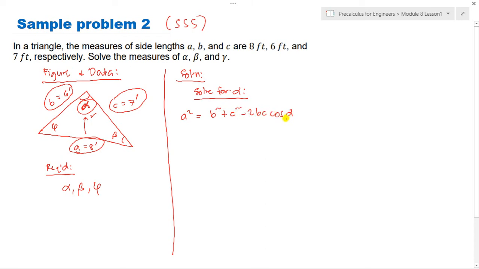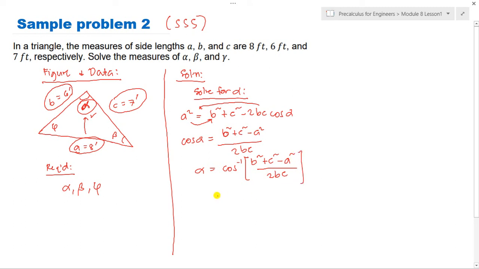First, isolate alpha. Therefore, since the three sides are given, we can solve for cosine alpha. That is, cosine alpha is equal to b squared plus c squared minus a squared, transposing a squared, then divide by 2bc. Taking the inverse, alpha is arccosine of b squared plus c squared minus a squared all over 2bc.